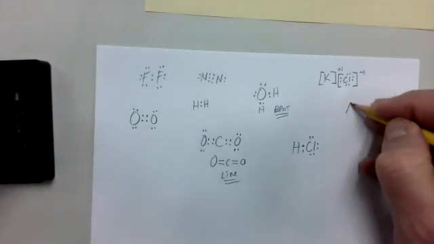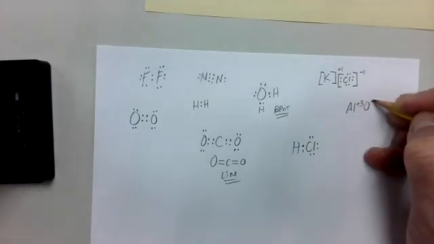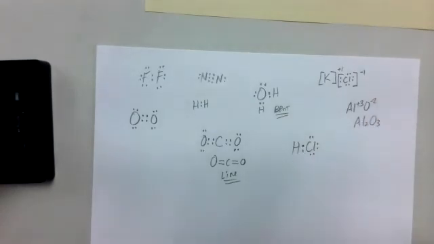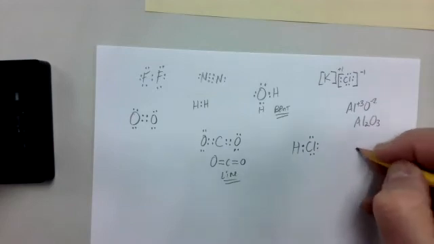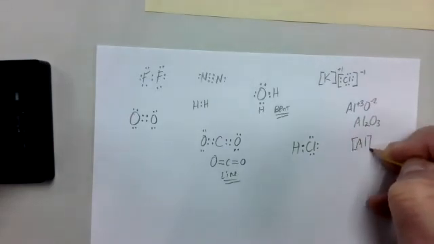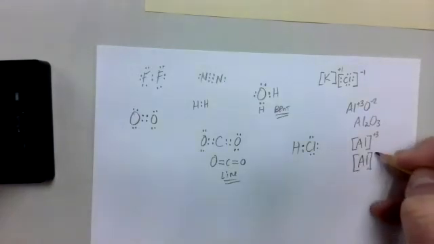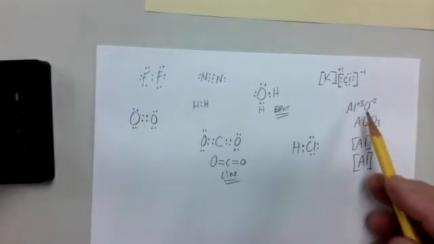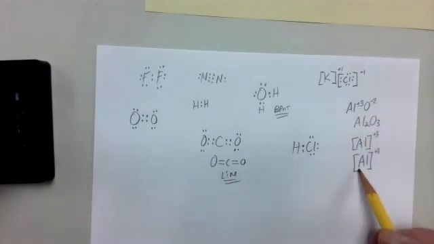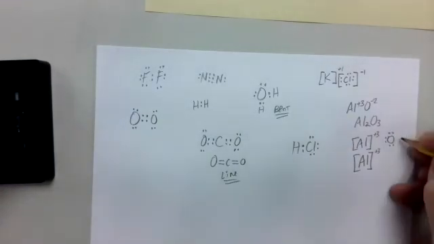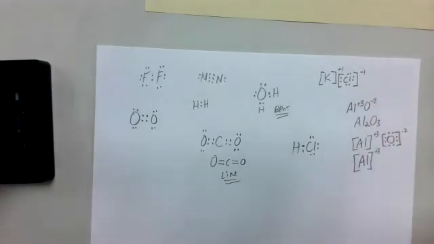Aluminum oxide. Aluminum is a +3, oxygen's a -2, so the formula Al2O3 is what we have to draw. This means we're going to have 2 aluminums. They're both going to be +3. Each aluminum is going to lose 3 electrons, so that means 6 electrons are being transferred. And then we're going to have oxygens. Oxygens have 6 valence electrons, but each oxygen picks up 2 and becomes a -2 ion.